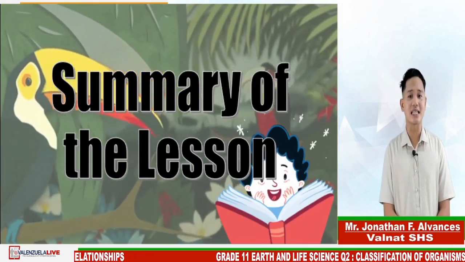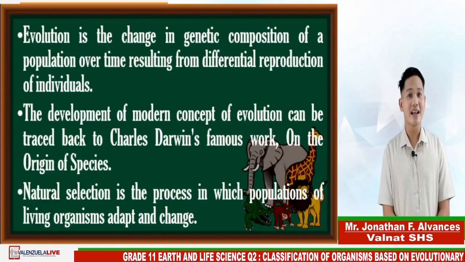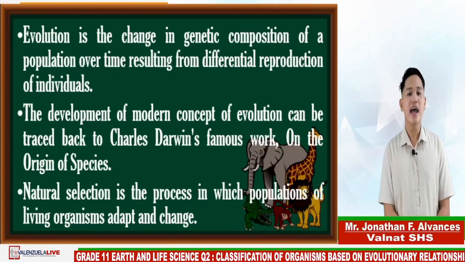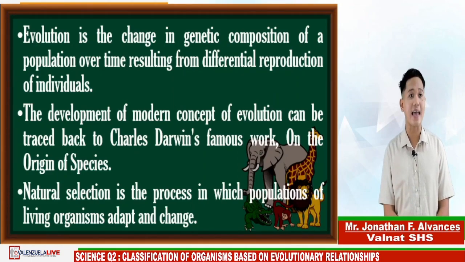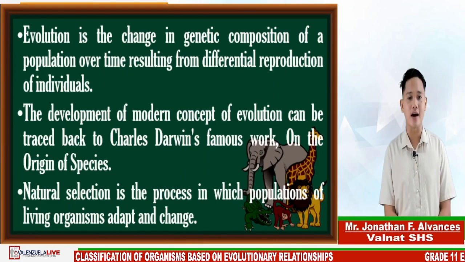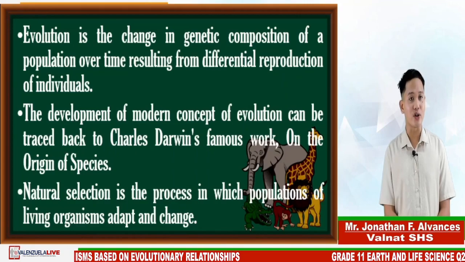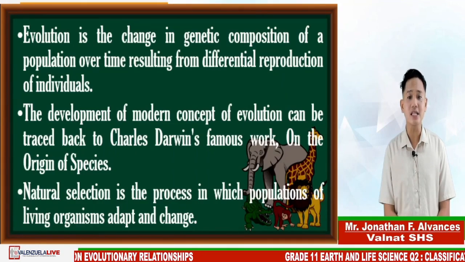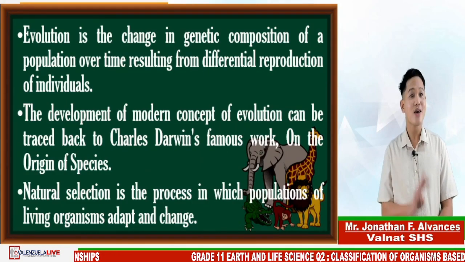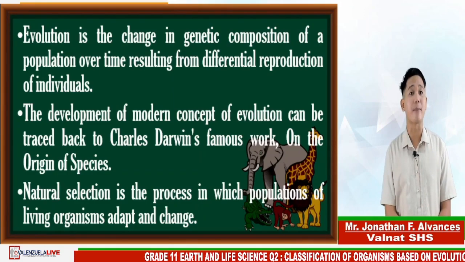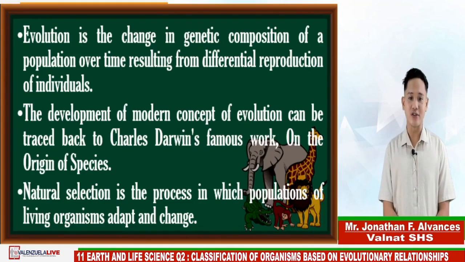Before we proceed with the assessment, let us first have a summary of our lesson. Remember, number 1, evolution is the change in genetic composition of a population over time, resulting from differential reproduction of individuals. Number 2, the development of the modern concept of evolution can be traced back to Charles Darwin's famous work on the origin of species. 3, natural selection is the process in which populations of living organisms adapt and change.